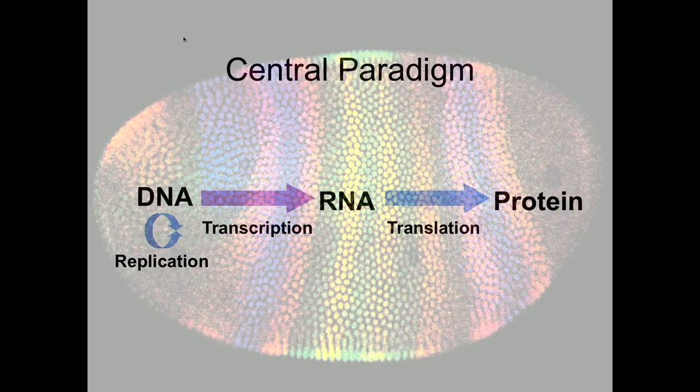All right, this is the central paradigm of molecular biology. DNA is the genetic material. It needs to be replicated as you go through cell divisions. The RNA is the intermediate molecule. The DNA is transcribed into RNA, and that information is ultimately translated into a protein. And the protein is what gives you your phenotype, what you look like, basically, in simple terms.